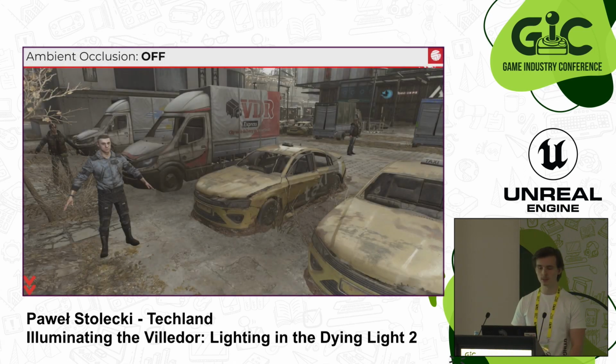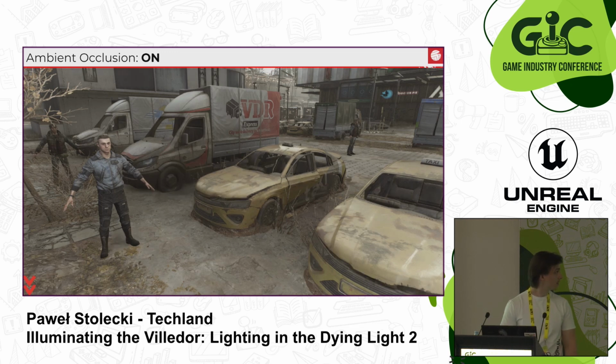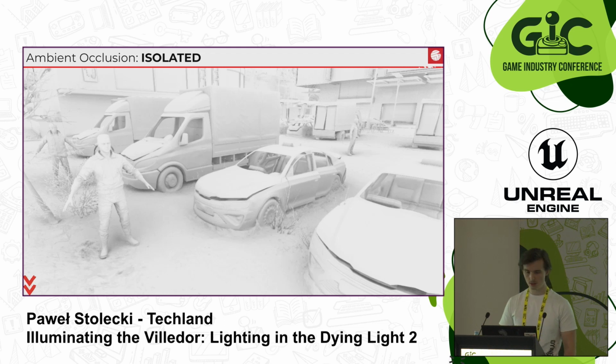I come from an artistic background, so it's always easier for me to explain things based on visual examples. What you can now see is a scene without ambient occlusion applied. And then let's see now what it does to the scene when I turn it on. As you can see, it heavily grounds the objects in the scene. And that's how AO looks in isolated mode.